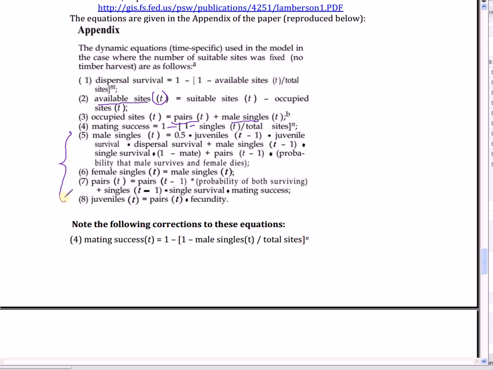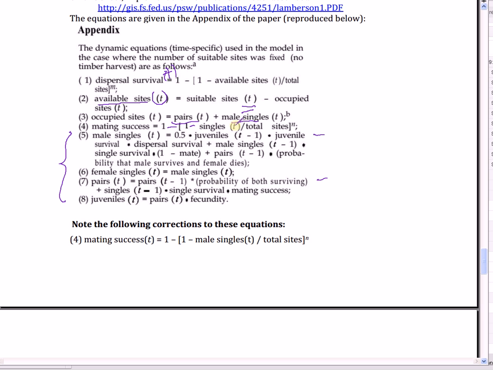Now notice until this point, the available sites depend on suitable sites at the same time. This dispersal survival actually should be dispersal survival as a function of t. The parameters depend on other parameters at the same time. But if you look at 5 and you look at 7, in this case, the number of male singles depends on the juveniles and male singles and pairs at the previous time. So this is reminiscent of our previous model, that the previous time determines the future of the model. Similarly, the pairs depend on the previous time. Now for juveniles, he uses pairs at the same time. That's just how he does the model. All right, so be careful where the parameters depend on the same time or the previous time.